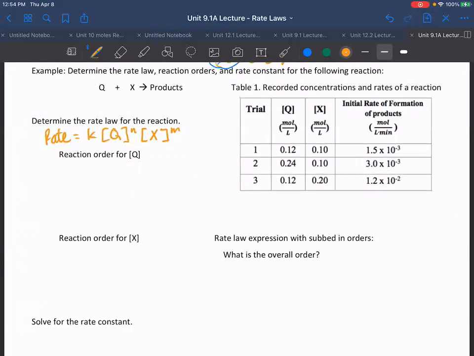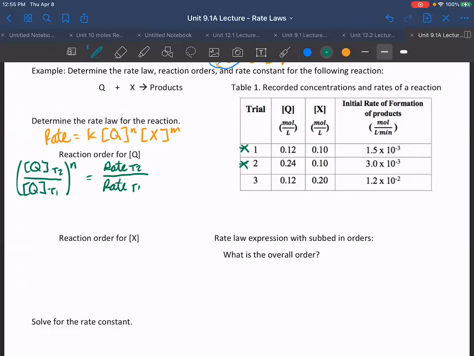So, figuring out the reaction order for Q. This is when we set up the 2 trials where the other one is constant. So we have to find 2 where X is constant. Those luckily are trials 1 and 2 again, and trial 2 has a bigger concentration of Q, so we're going to put that on top. We take our Q from trial 2, divide it by our Q from trial 1, to some power, equal to rate of trial 2 over rate of trial 1.